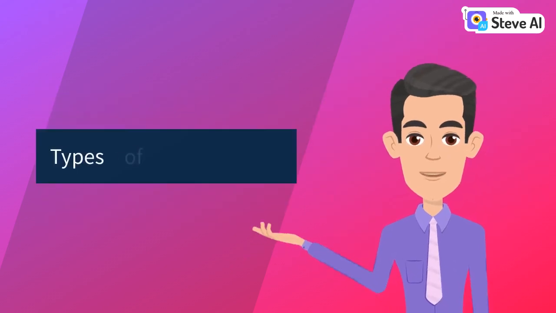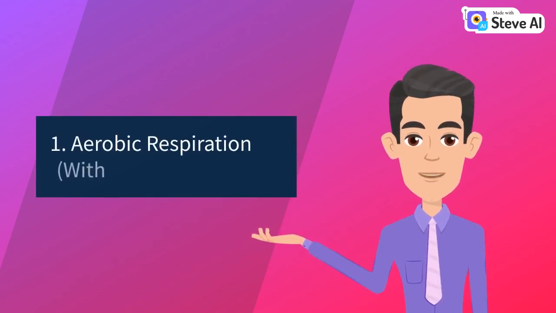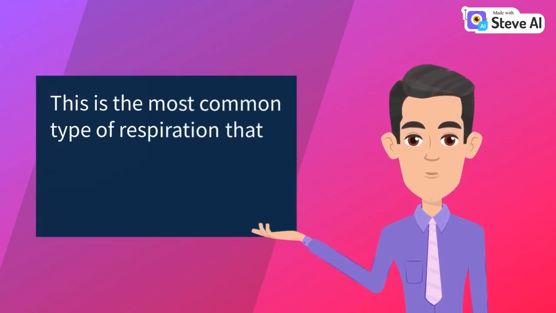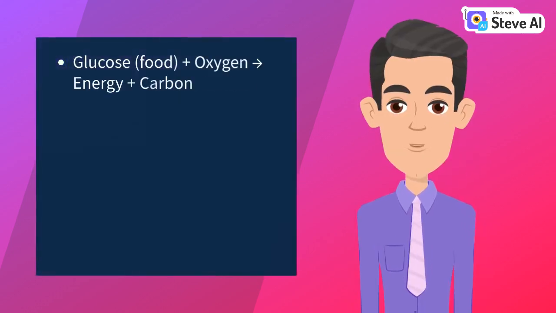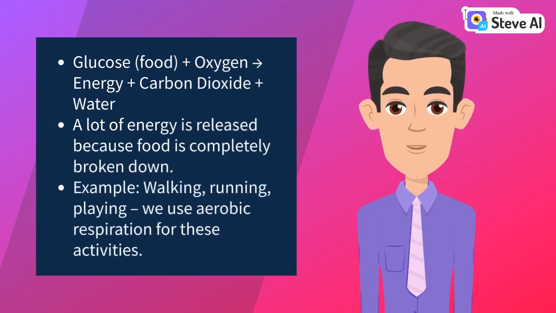Types of respiration. 1. Aerobic respiration, with oxygen. This is the most common type of respiration that occurs in humans, animals, and most plants. Glucose (food) plus oxygen gives energy plus carbon dioxide plus water. A lot of energy is released because food is completely broken down. Example: walking, running, playing. We use aerobic respiration for these activities.